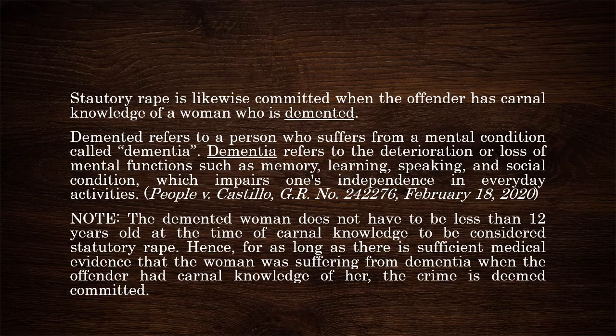Take note that the demented woman does not have to be less than 12 years of age at the time of carnal knowledge to be considered statutory rape. Hence, for as long as there is sufficient medical evidence that the woman was suffering from dementia when the offender had carnal knowledge of her, the crime is deemed committed.